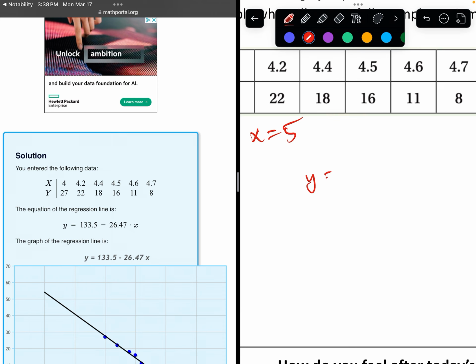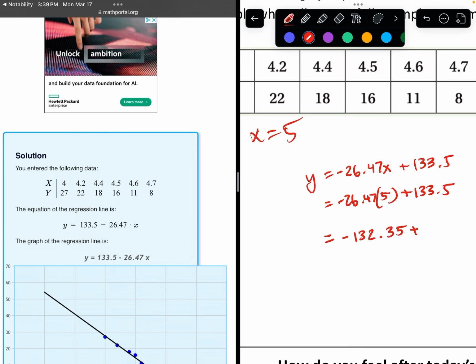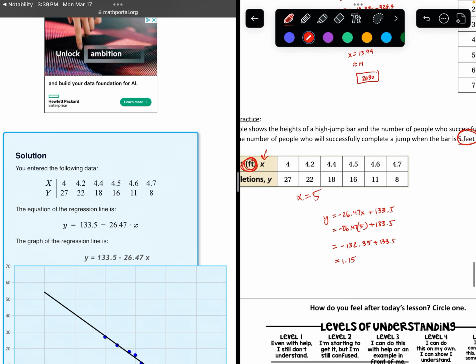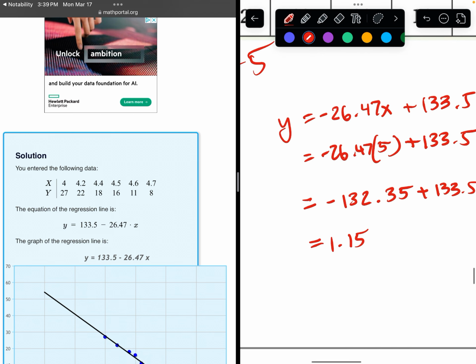It's y equals negative 26.47x plus 133.5. Negative 26.47 times 5 plus 133.5. And that should be negative 132.35 plus 133.5, which is 1.15. So if you were to predict the number of people who will successfully jump, it's roughly one person, because 1.15 is around, on average, one person.